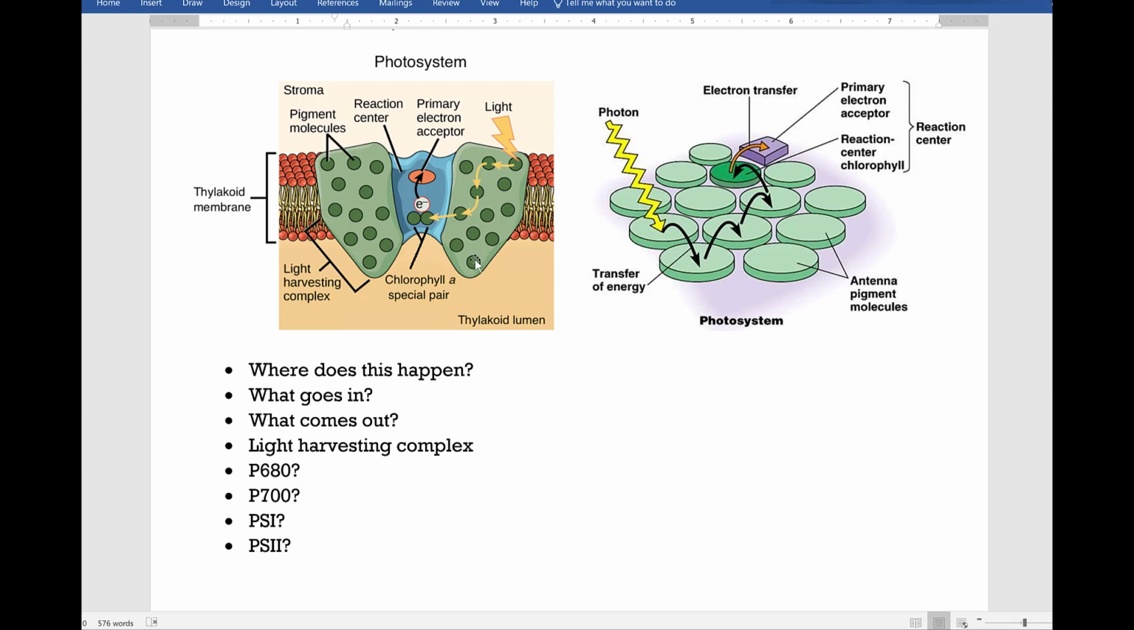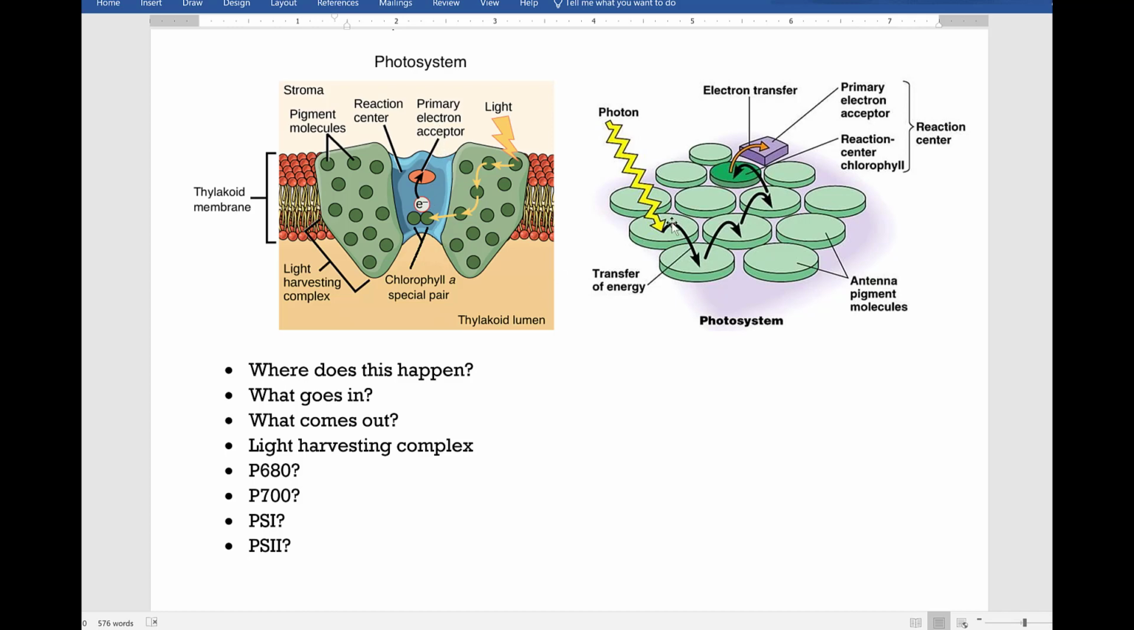It's important to note that it is energy that's passed here in the light harvesting complex, these antenna molecules. It is not electrons being passed around. And that is important because there is not an electrical current going through here. It's just the energy that's being passed from one molecule to another. It's not until the reaction center that the electrons are lost by a molecule to go into the electron transport chain.